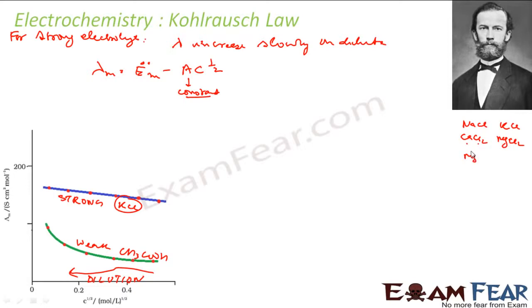MgSO4 will produce 1 ion of plus 2 charge and 1 ion of negative 2 charge. Calcium sulfate also will produce 1 ion of plus 2 charge, Ca plus 2 and SO4 minus 2. So these two will have the same value of A, these two will have the same value of A, and these will have the same value of A. This A depends on the types of cations and anions it produces. So all the electrolytes of a particular type will have the same value of A.